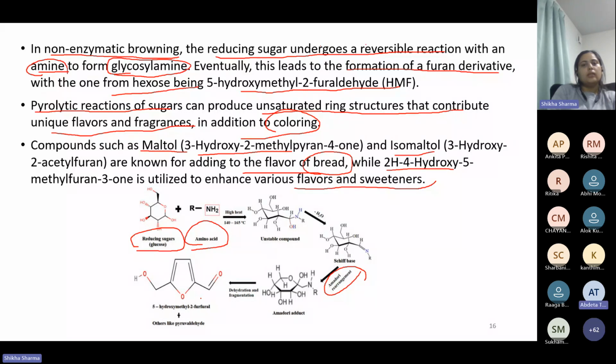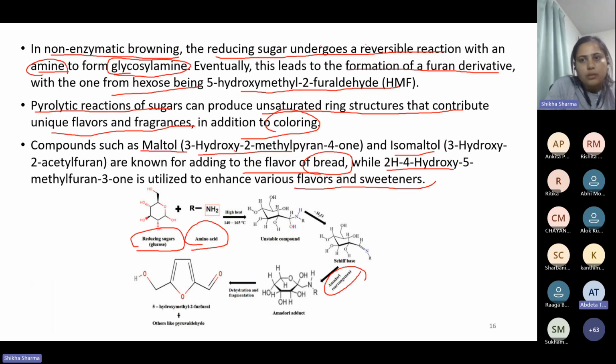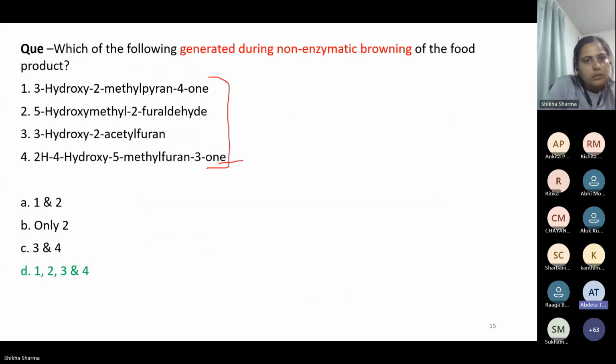Like in the bread there is maltol and isomaltol. So these compounds are all generated during browning, like these two, the third option and the first option, it is generated in the bread.